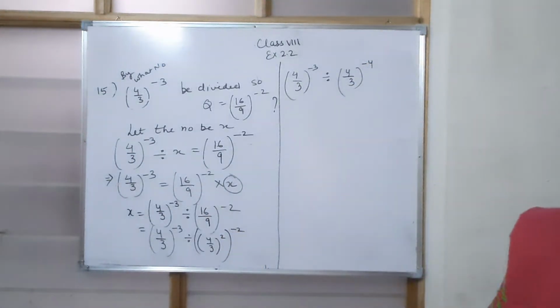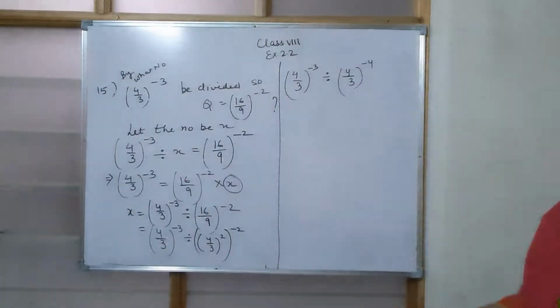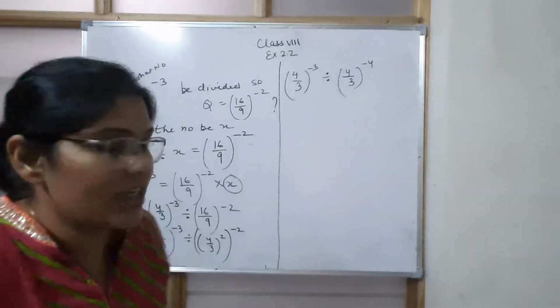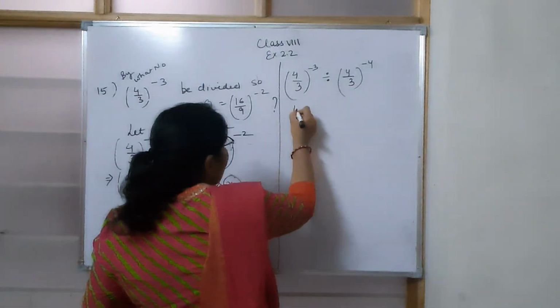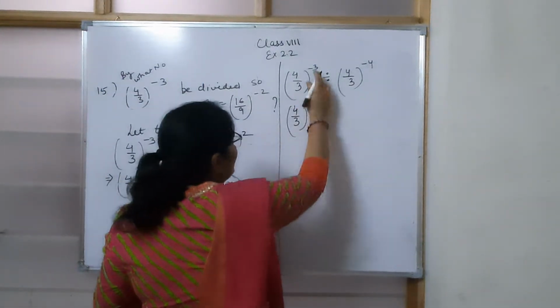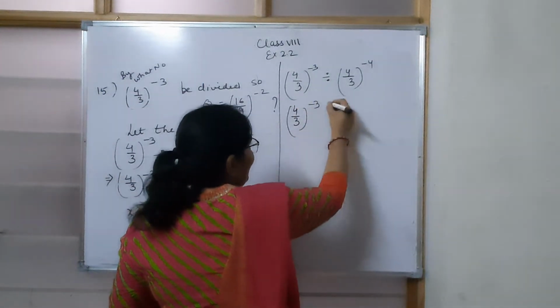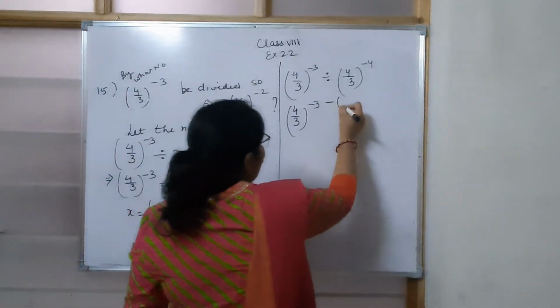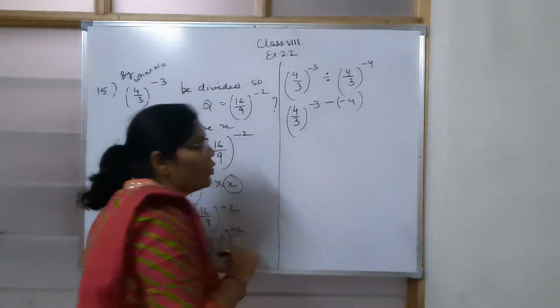Now, bases are same. Divide sign is there. So, it means powers will be subtracted. So, let's just subtract the powers. First power. Then we have minus sign because we need to subtract. And then second power. Our second power is what? Minus 4.